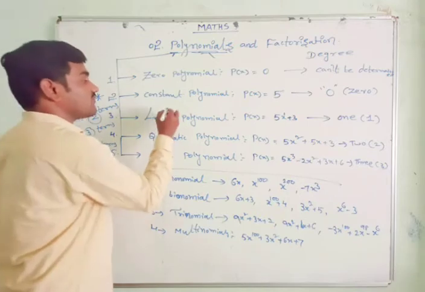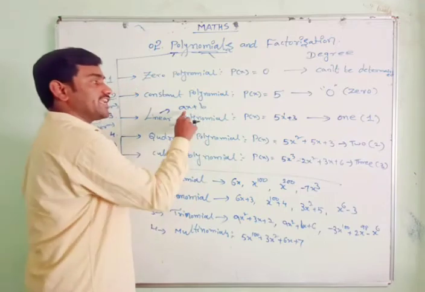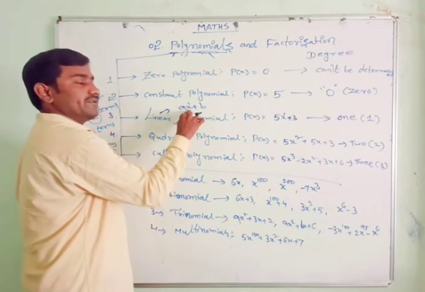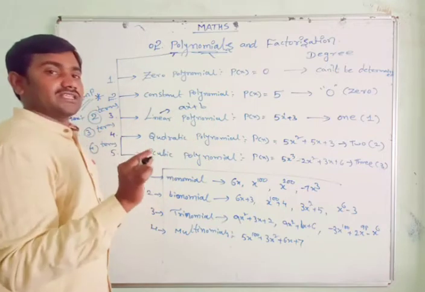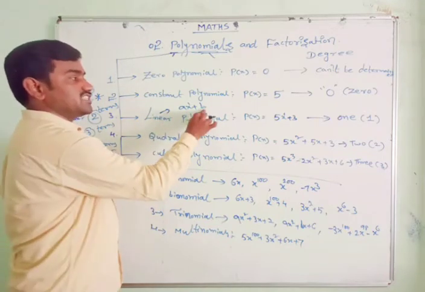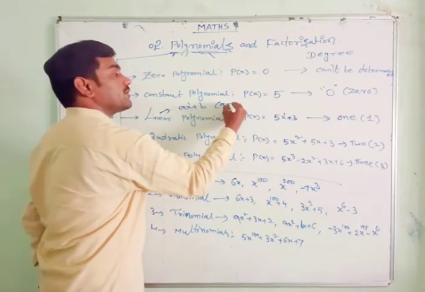Let me write here the general form of a linear polynomial. That is ax plus b. Ax plus b, in the sense, here power is 1, so it is a linear polynomial. a and b are known as coefficients. That means b is a constant term, a is the coefficient of x. And here a should not be equal to 0.